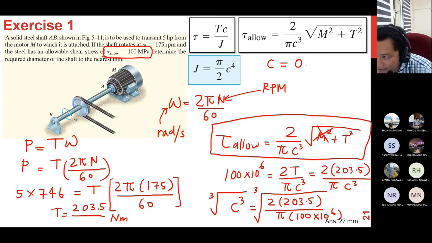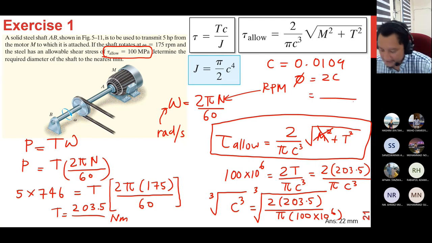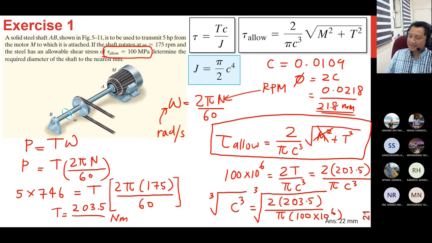Kamu dapat C dulu kan? 0.0109. C itu radius. So, diameter kena kali 2 lah. 2C. Kali 2. Kamu akan dapat 0.0218 ataupun 21.8 mm. Cuba tekan betul-betul. Patutnya dapat macam itulah. C stands for radius.